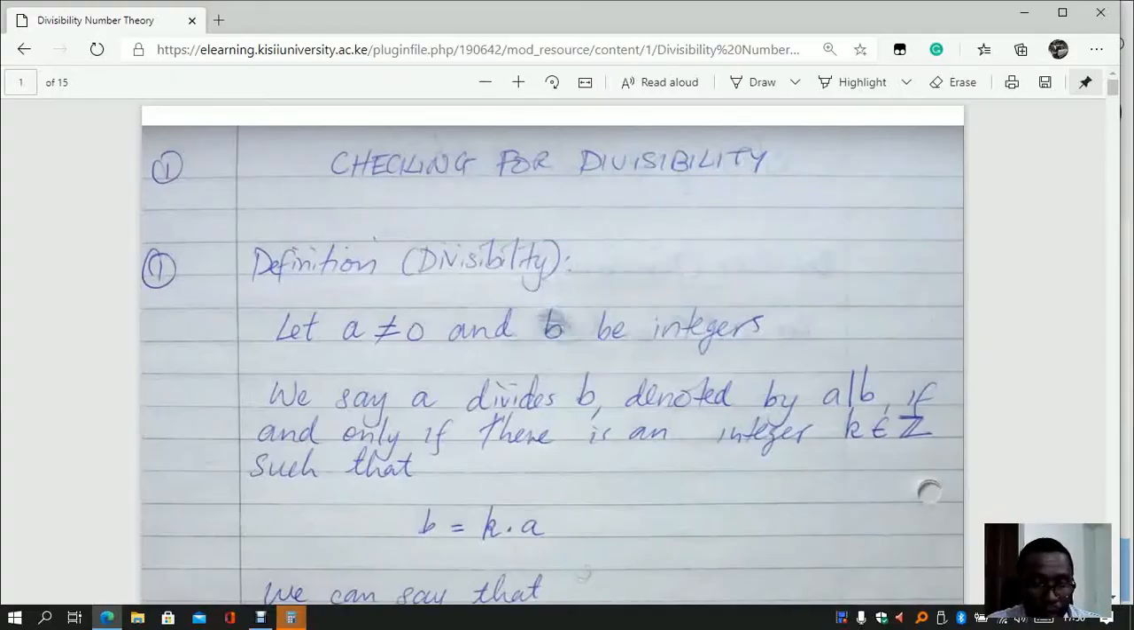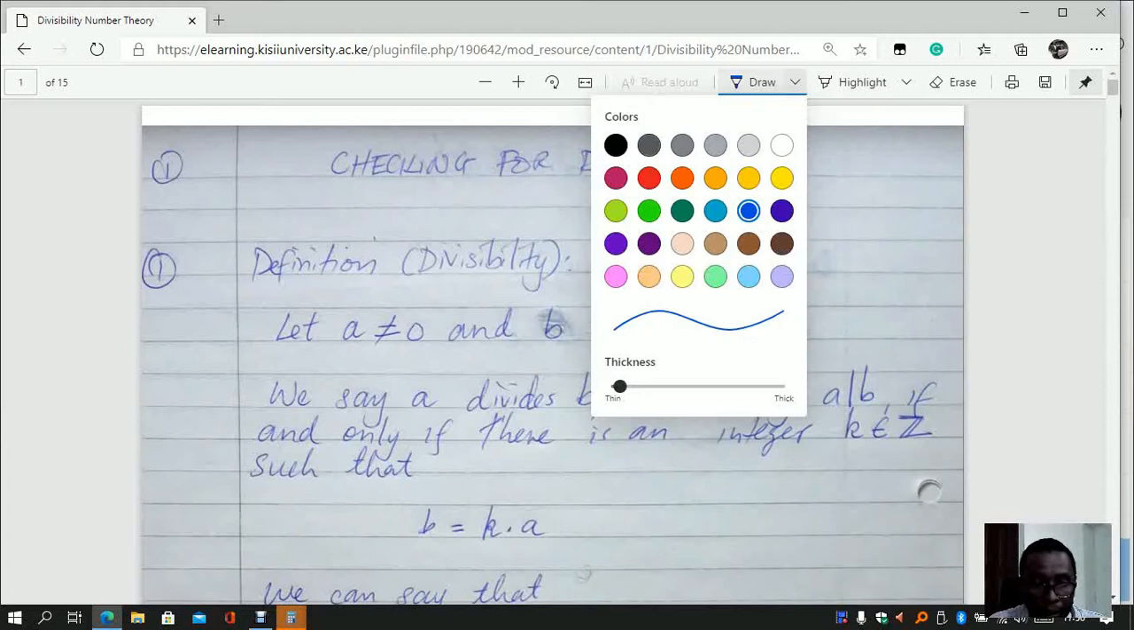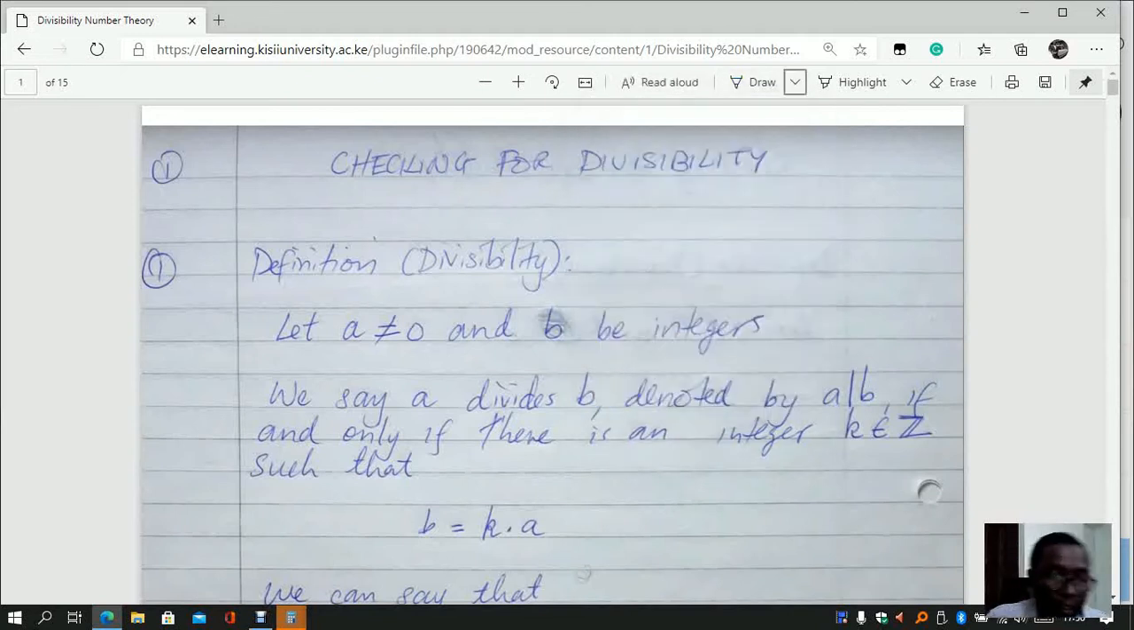Hi, today we are going to check for divisibility and understand how simple it is to be able to ascertain whether a number is divisible by some other numbers.